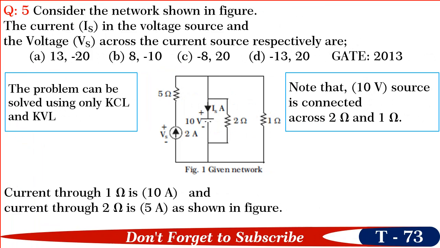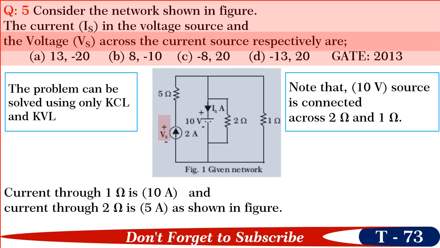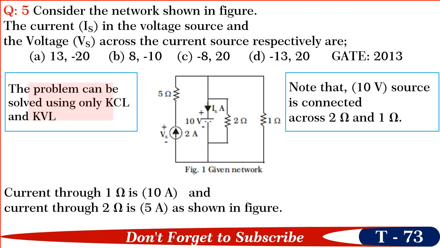Friends, next we shall solve GATE question of 2013. In this question, we are required to find the current Is in the voltage source and voltage Vs across the current source in the network shown in figure. The problem can be solved by using KCL and KVL.